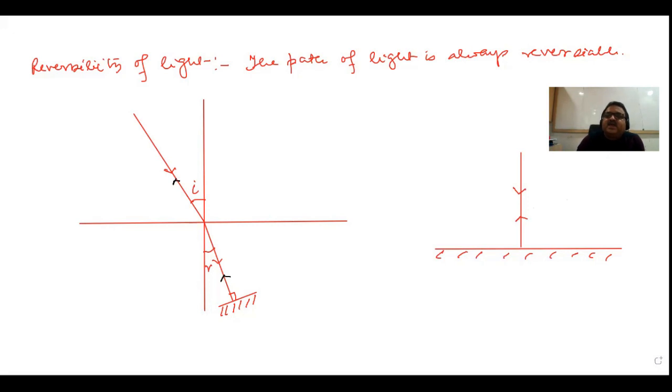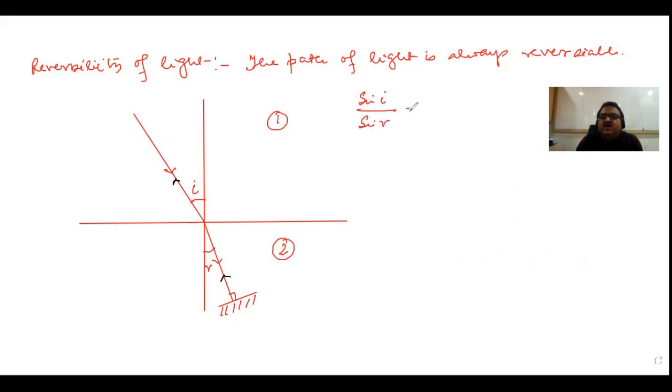Is it clear? Now I'm going to apply the laws of refraction. Suppose this is medium 1 and this is medium 2. Applying the laws of refraction for the first one, when light is moving from medium 1 to medium 2, that means for the red arrows, sine of I by sine of R can be written as 1 mu 2. Let me call this equation 1.